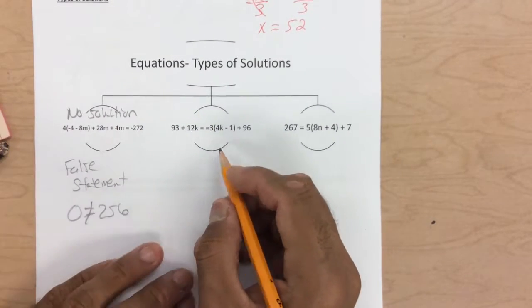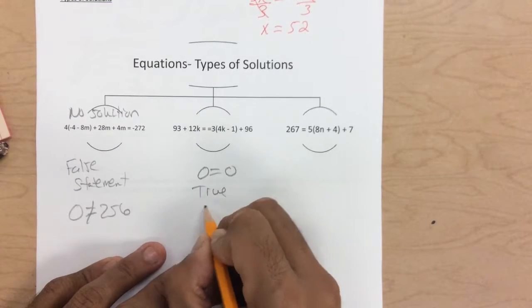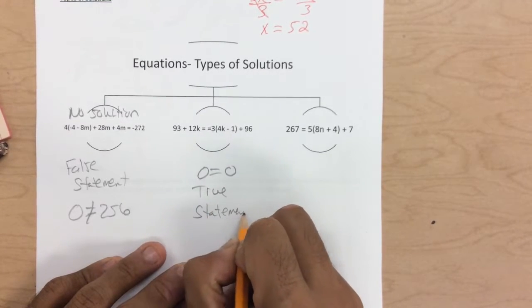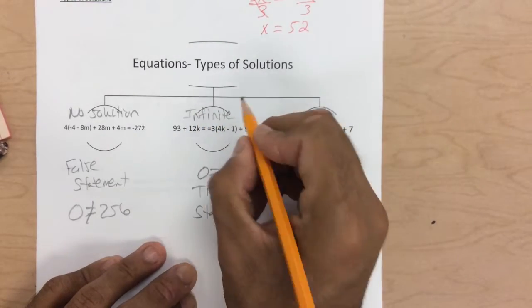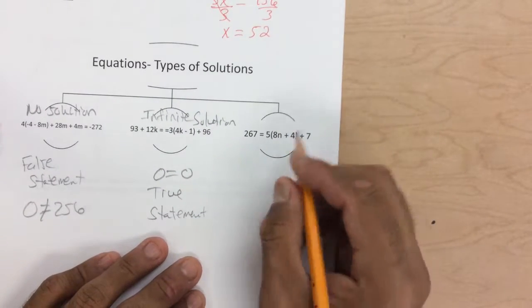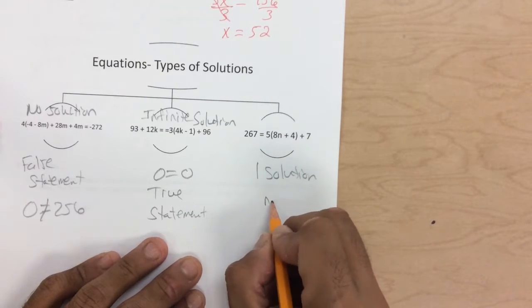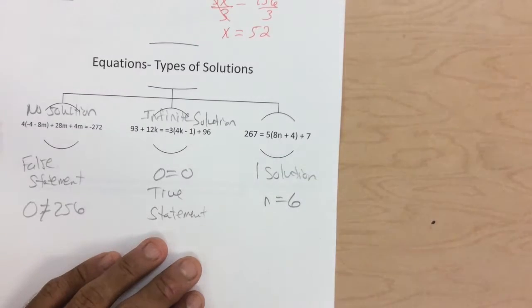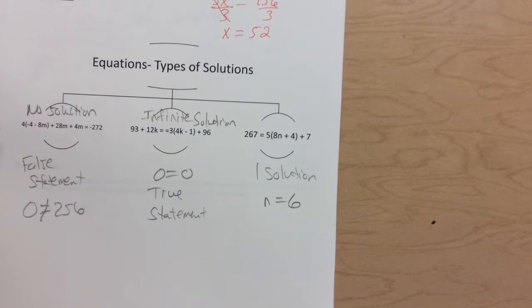For the next problem, you will end up with something like 0 equals 0, which is a true statement. So that means it's infinite solutions. And for the last problem, of course, you're going to end up with one solution. When you solve this problem, your answer will actually be n equals 6. Okay? Therefore, if you have any questions about this, please do not hesitate to ask me in class tomorrow.